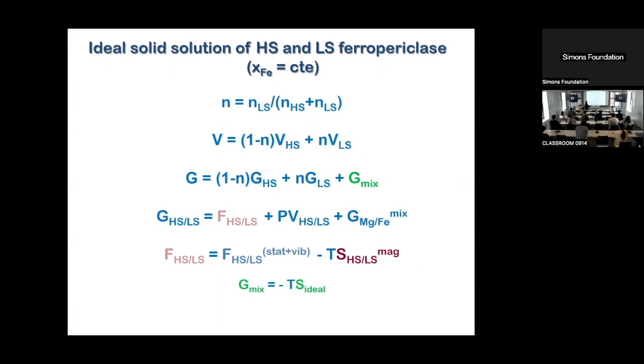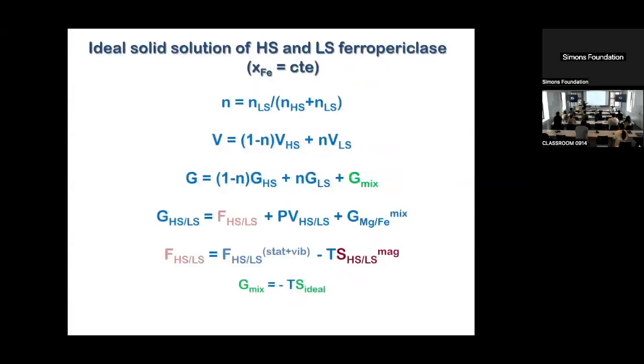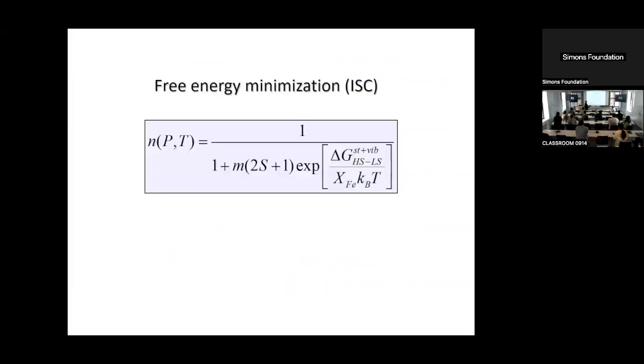And this mixing entropy here is just the ideal one. So we have analytical expressions for several of these terms, and what really is calculated by first principles is this quantity here, okay? And this PV term for each one of the phases. And if you minimize that free energy with respect to n, you get a simple expression like this: the population of low spin states, 1 plus this quantity here.